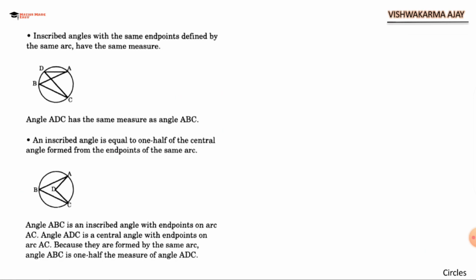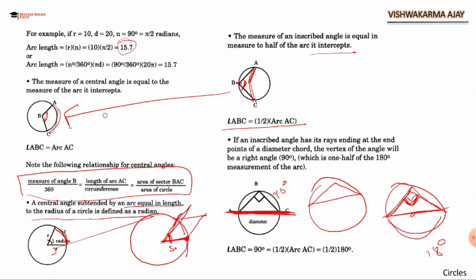Inscribed angles with the same endpoints defined by the same arc have the same measure. If there are two inscribed angles formed by the same arc, the angles will be equal. In this case, angle ADC and ABC are the same. An inscribed angle is equal to half of the central angle. As we know, the central angle is the same as the arc. Let's say if this is 40, the inscribed angle will be half. We have seen this before in the previous slide. See, with this relation also we can prove this claim.